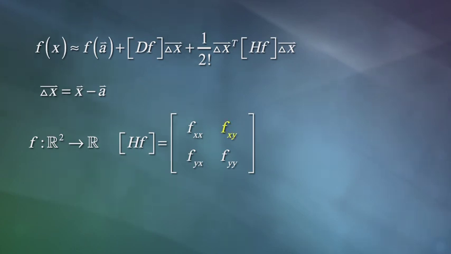Notice that f sub xy will equal f sub yx under mild conditions, which means the Hessian matrix is real and symmetric. So our Taylor polynomial is very succinct, and it holds for any number of input variables and one output variable.